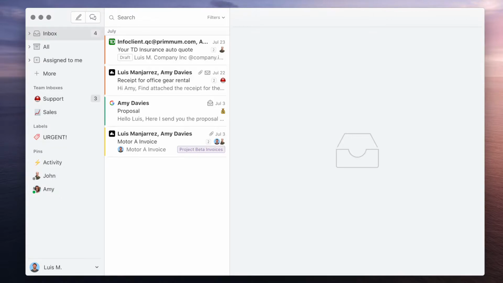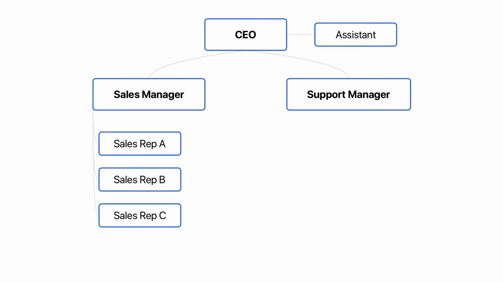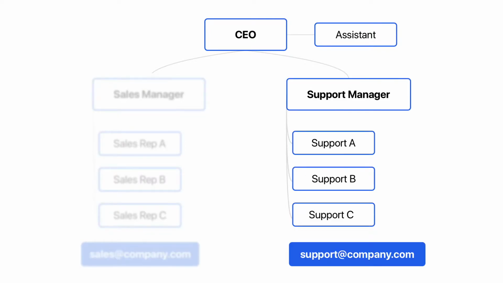So let's suppose you have a company, small or medium, with two distinct departments or teams. Your organizational chart and points of contact look like this. A sales team with a manager and 3 employees, and a customer support team with the same layout. For each team, you have a catch-all email address. You have sales at and support at.